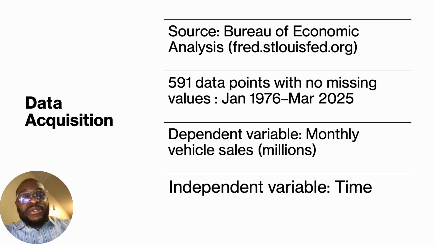Our data was sourced from the Bureau of Economic Analysis. It had 591 data points with no missing values. The data spanned from January 1976 to March 2025. The dependent variable was monthly vehicle sales in millions of dollars, while the independent variable was time.